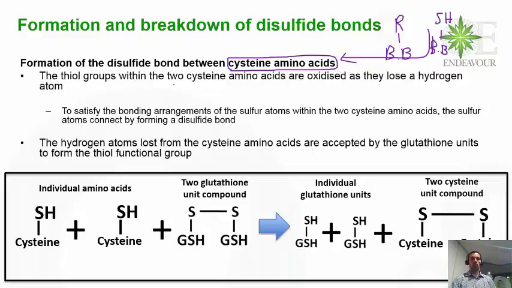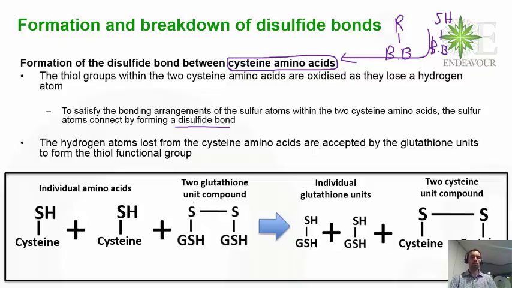So we're going to consider when we've got two cysteine amino acids and they actually become oxidized in a redox reaction. So remember, oxidation corresponds to losing hydrogen atoms. So there's going to be another component that it's going to be reacting with that's going to gain those hydrogen atoms. And once the sulfur atoms have actually lost the hydrogen atoms within those cysteine amino acids, the sulfurs are then going to satisfy their bonding arrangements by creating a covalent attachment together, forming a new bond. And the bond it creates is actually called a disulfide bond.